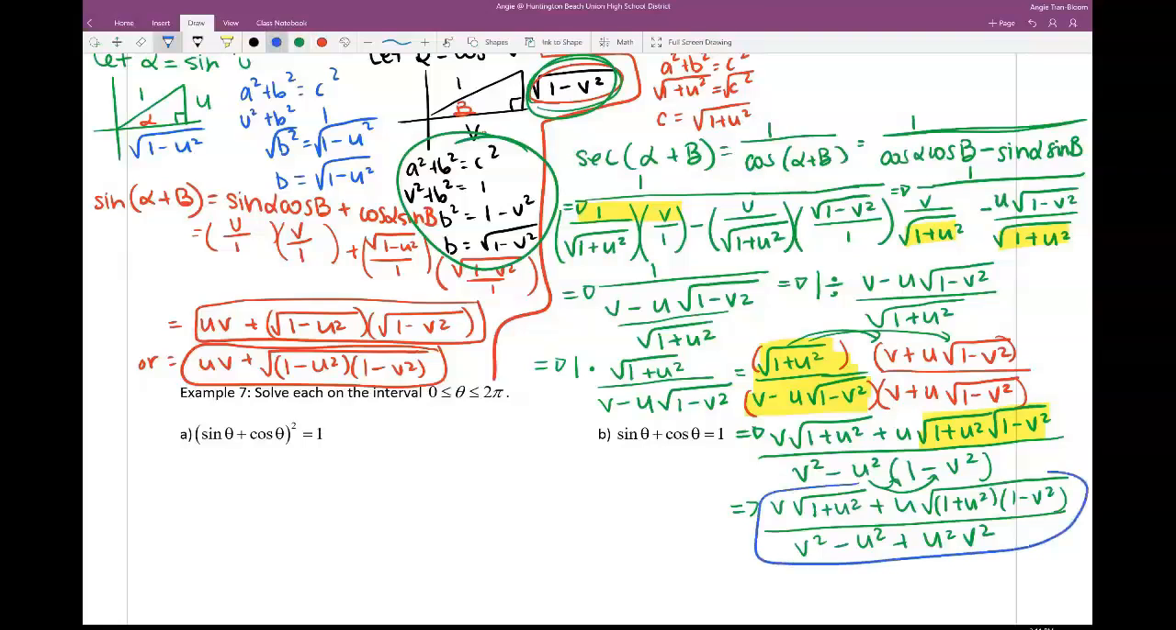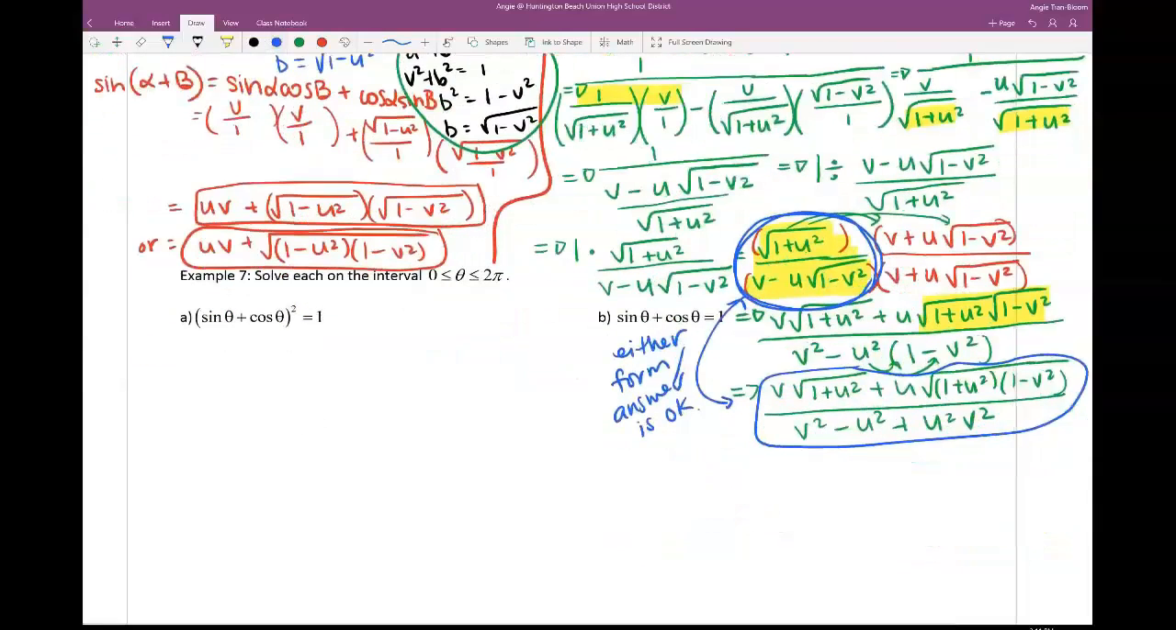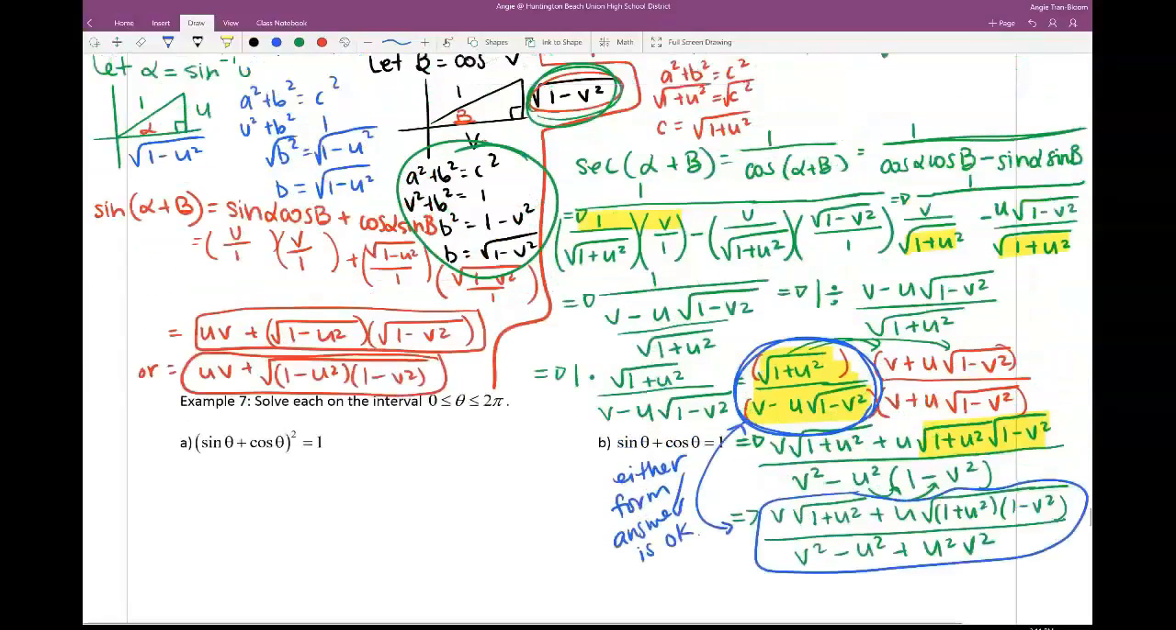Look how ugly that is, right? So that's why, like I said, I will give you full credit if you are able to get down to here. Okay, so either form or answer is okay, unless you are in multiple choice and they need you to get rid of the radical, then you have to go further. Okay, this is the end of our example.